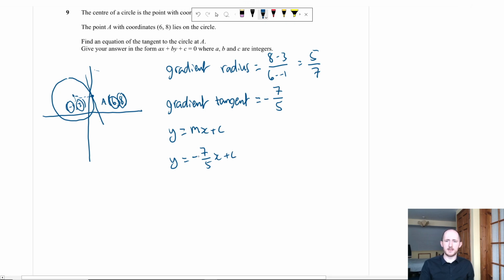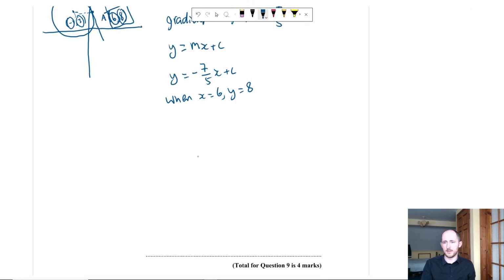So how do I work out what c is? Well, I look at the coordinate 6, 8, right? This coordinate here. What that tells me is that when x is equal to 6, y is equal to 8. So we're going to sub that in now. So we've got 8 equal to minus 7/5 of 6 plus c. Let's expand those brackets. 7 times 6 is 42 over 5, plus c. Move that to the other side, so 8 plus 42 over 5 equals c.